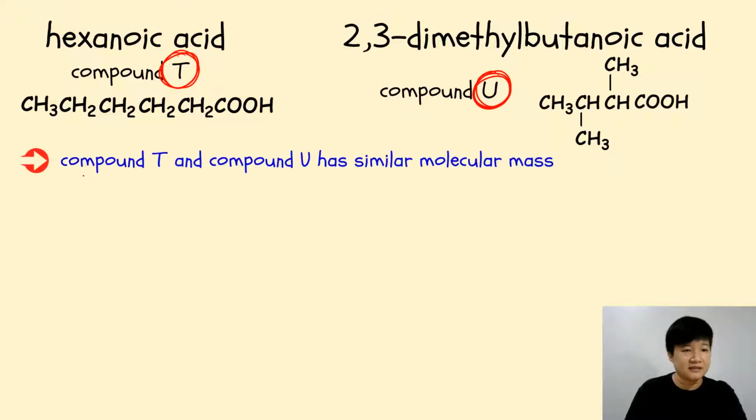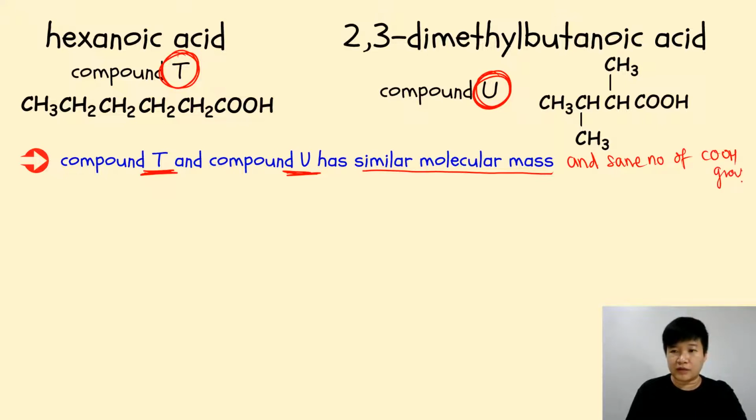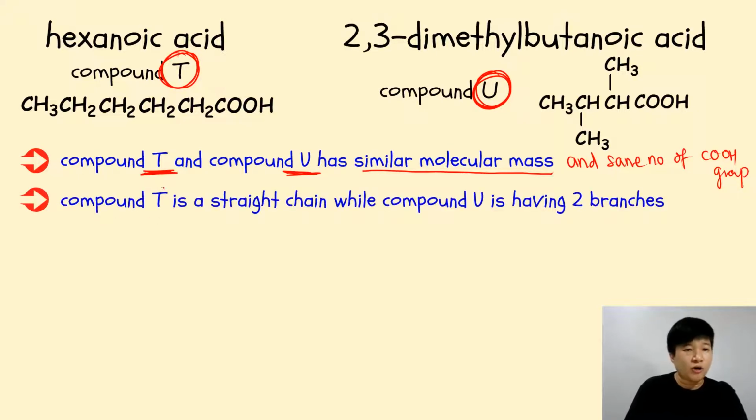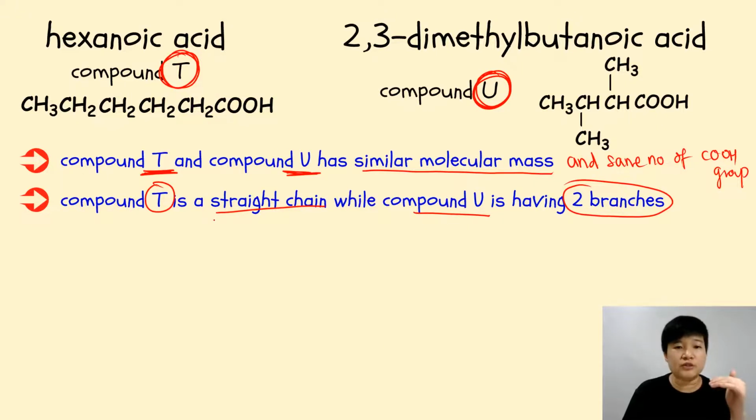The first sentence will be your compound T and your compound U having a similar molecular mass. You can add in the same number of COOH group. Okay, both are the same. The second sentence will be your compound T is a straight chain while your compound U is having 2 branches. Straight away going to the molecular shape. Okay, talking about the straight chain or the branches or even cyclic if you have a cyclic.